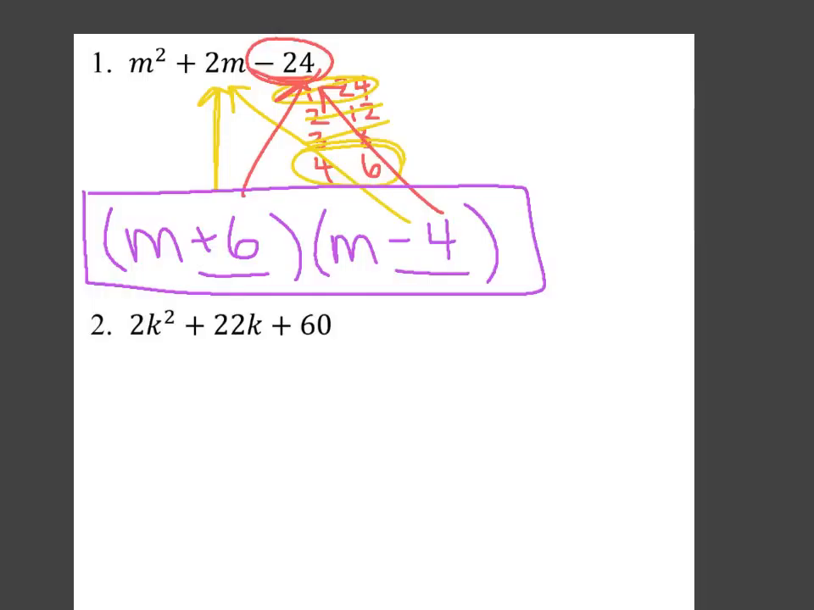Let's look at number 2. First, think about GCF. Well, all 3 of these terms, I can factor 2 out. So I have 2, and then k squared plus 11k plus 30.